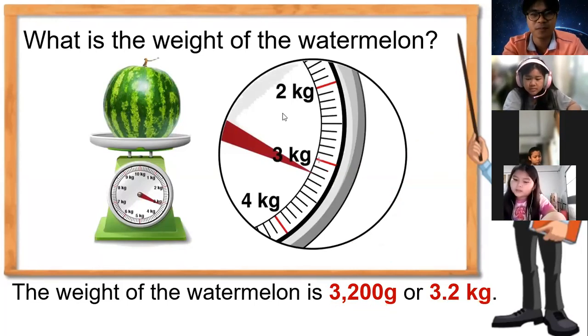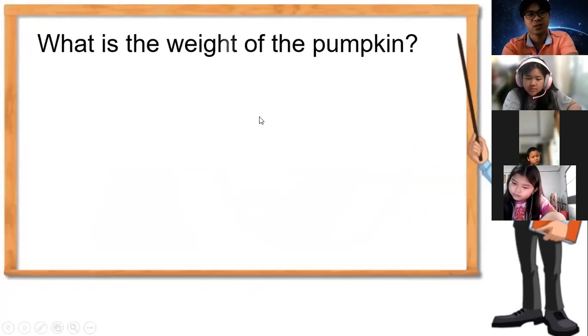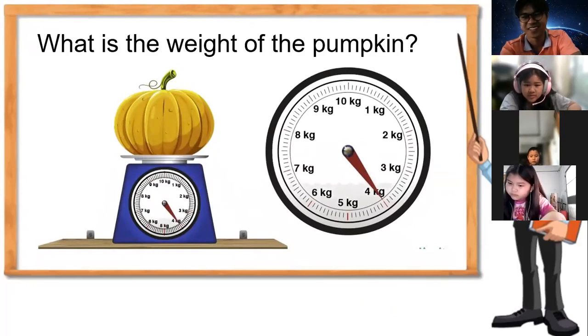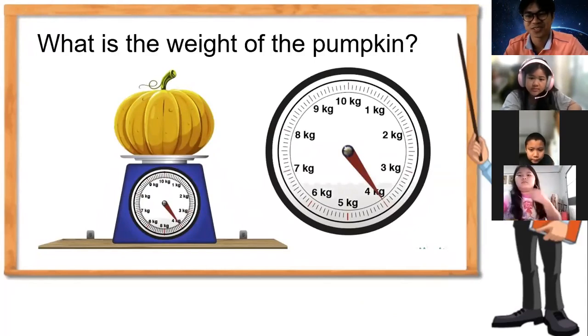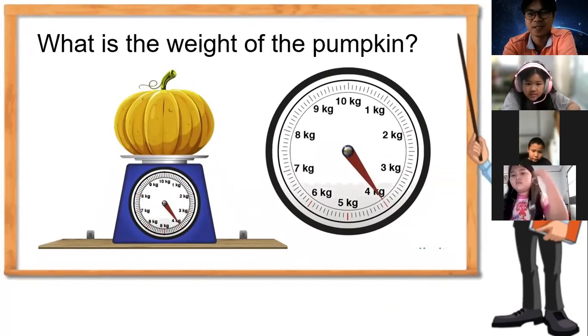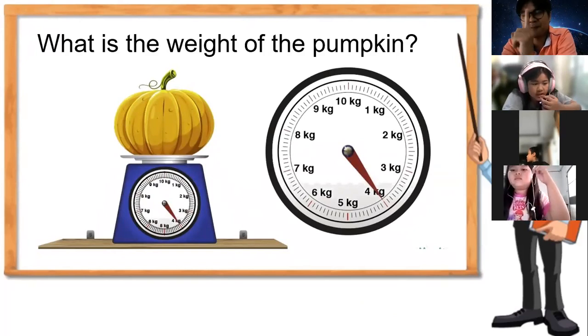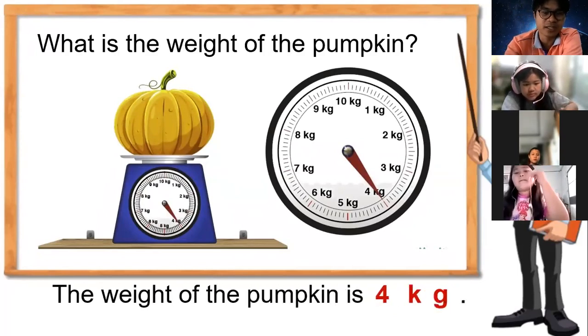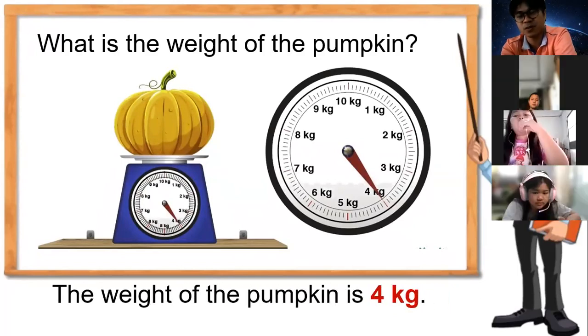Next, look at another example here. What is the weight of the pumpkin in kilograms? 4 kilograms. How about in grams? 4,000. Yeah, very good. Because 1 kilogram is 1,000 grams. So the weight or the mass of the pumpkin is 4 kilograms.